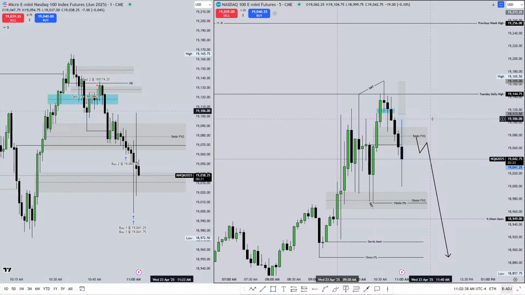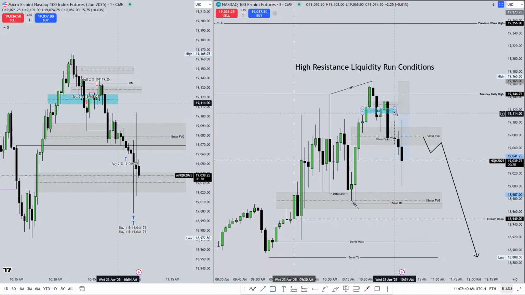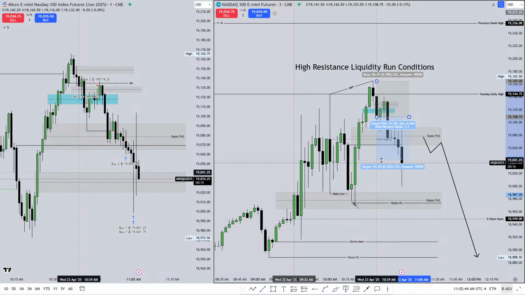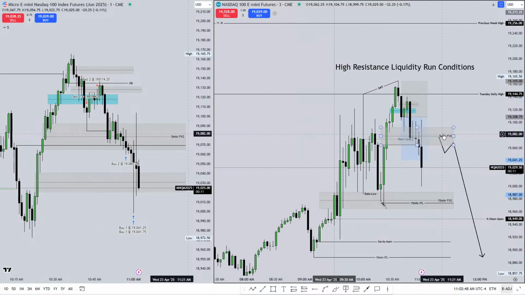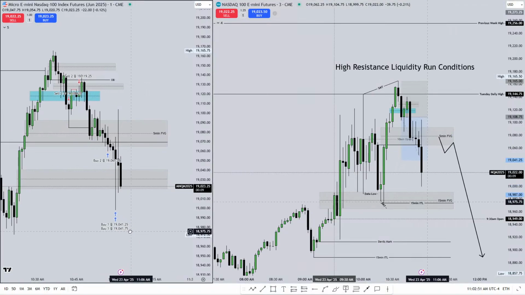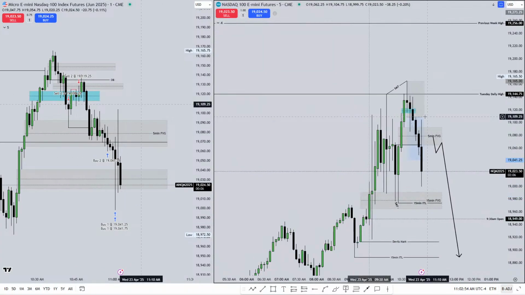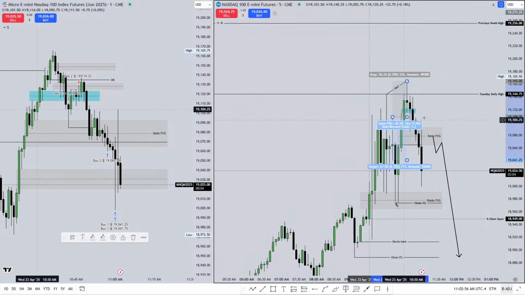Where'd I get in? Close of the 3 minute. I got in right here. Stop was above there. TPs were like right here. So this was like a 1 to 2. It's nothing crazy, but a win's a win. This just wicked up into that 5 minute, I think. Yeah. Honestly, this looks prime to go lower.